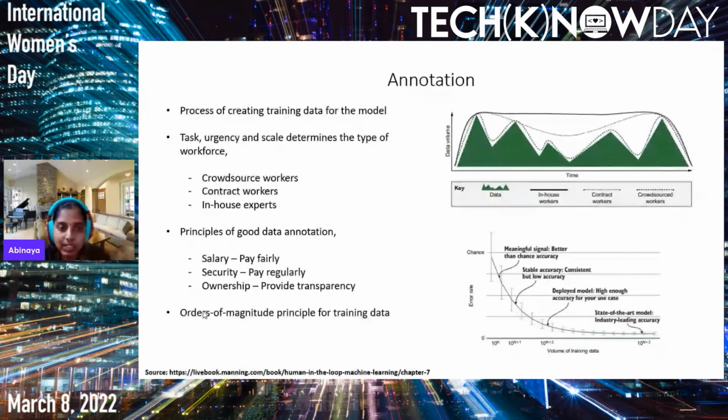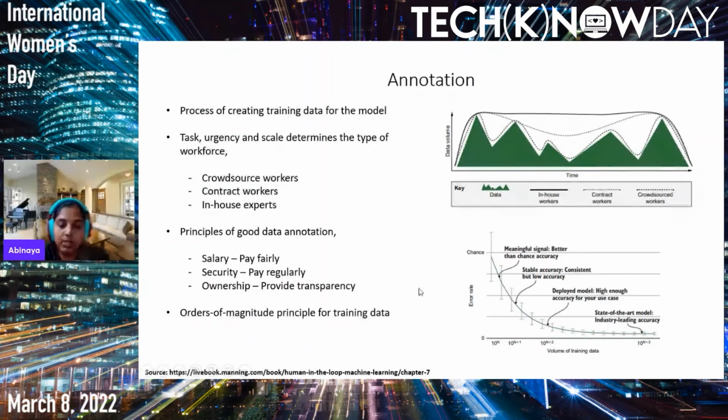Now that we've seen the workforce that is needed for performing the annotation, when do we actually stop annotating the data? Because this cannot go on for a long time, right? At some point, you have to decide, okay, what I have is enough. How do we do that? For that, you have something called the orders of magnitude principle.